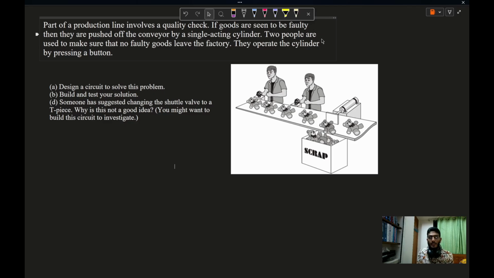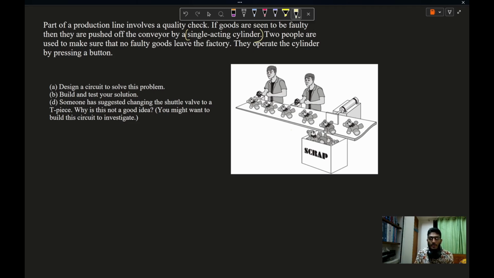In this video, I will be solving a problem based on pneumatic system. The problem states that part of a production line involves a quality check. If goods are seen to be faulty, then they are pushed off the conveyor by a single acting cylinder. Here, please note that it is saying single acting cylinder. Two people are used to make sure that no faulty goods leave the factory. They operate the cylinder by pressing a button.